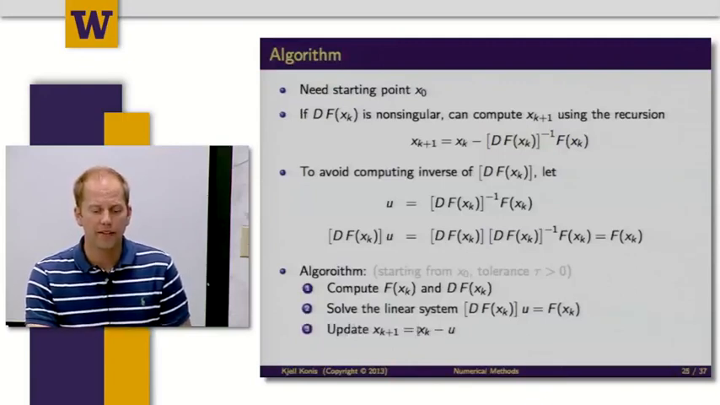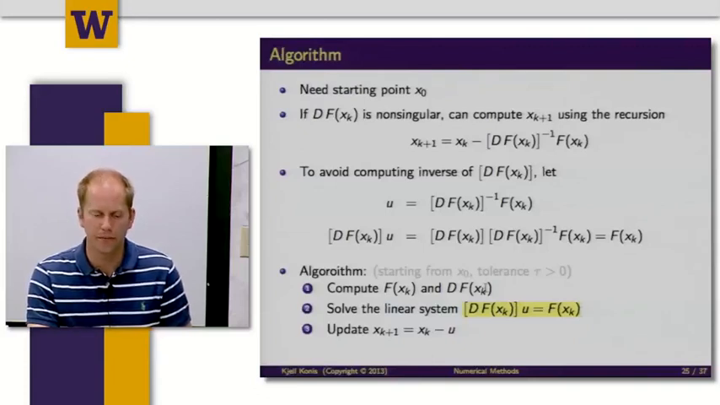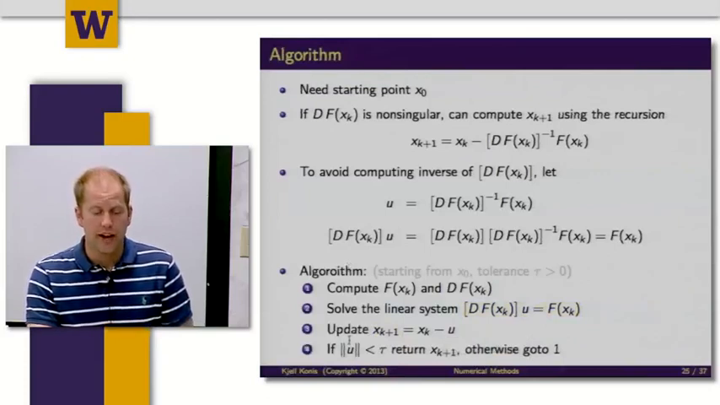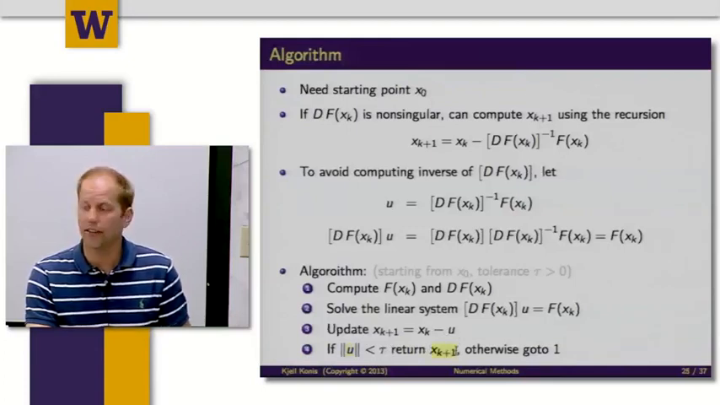So I'll update. So my current guess is xk. I update that by subtracting this vector u that I got by solving this linear system in step 2. And that's going to give me xk plus 1. And then if the size of this u is less than tau, then I'm going to return xk plus 1 as the answer. Otherwise, I'm going to go back to step 1 and just pretend now that this is xk, once I'm on the next step, that's going to just run me through this same set of steps again.